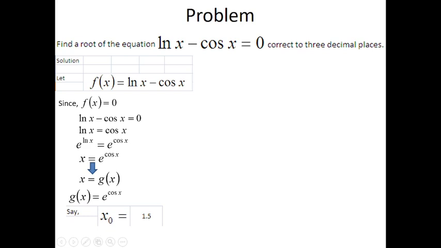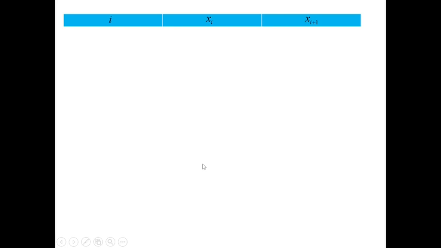Say x sub 0 equals 1.5. Okay? Kung 1.5, nag-exist ba? E to the cosine 1.5. Yes, nag-exist yan. Take note, naka-mode radian tayo ha. Naka-mode radian yung calculator. So, x sub i plus 1. Yan lang ang kailangan natin. Hindi pa pala. Meron pa palang isa. Yung delta x. Yung change. Yung difference between x sub i plus 1 at saka x sub i.